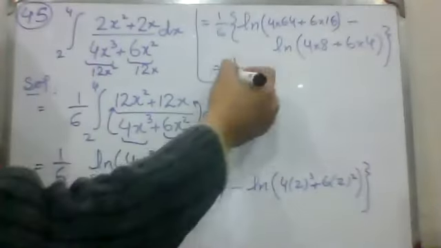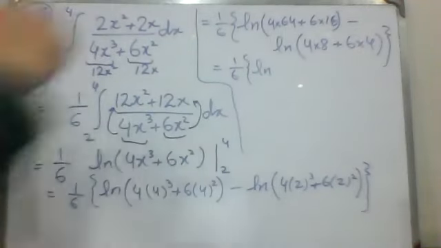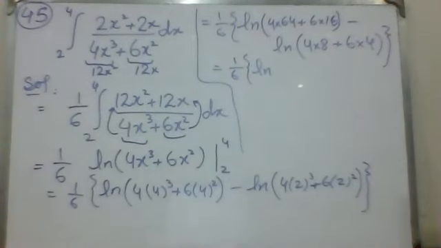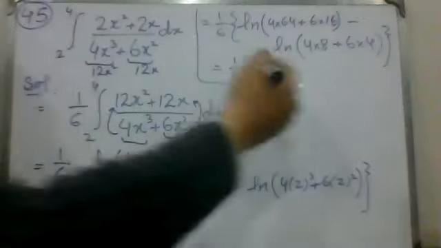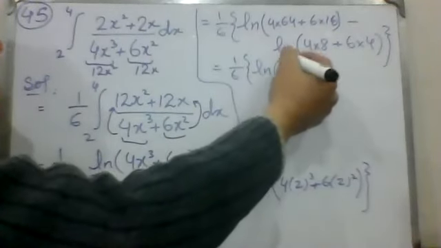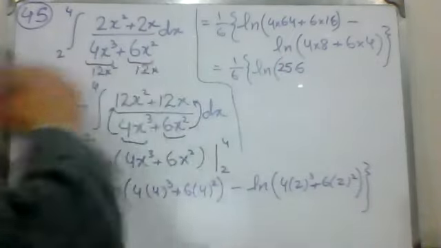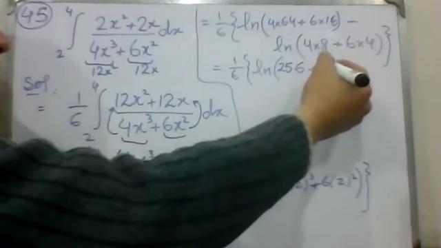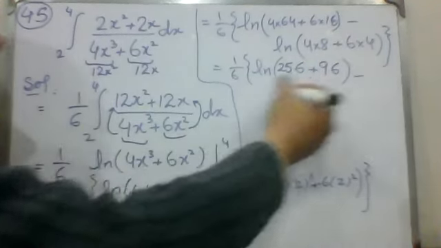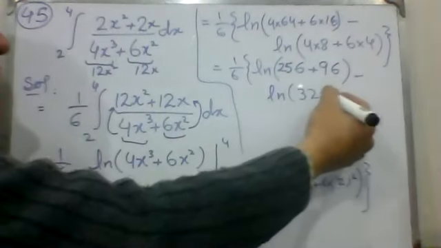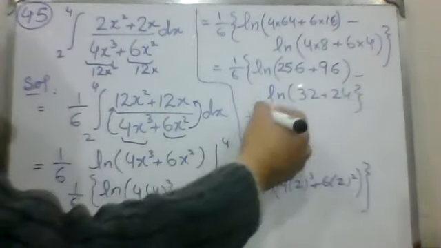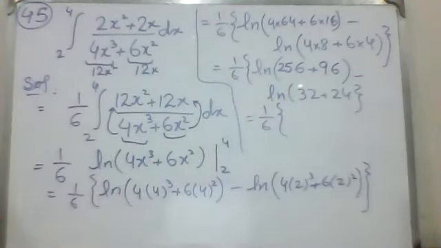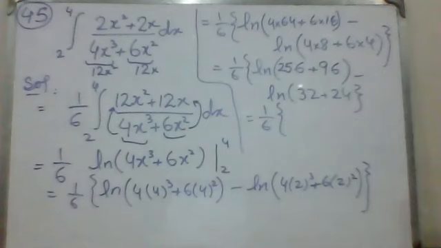1 by 6, बताएं जी, 4 multiplied by 64 is what? जी बताएं, 4 4 are 16, 1 कैरी गया 24 25, so 256 plus 6 6 are 36, 3 कैरी गया 96, that is the first term, minus ln of 32 plus 24, that is the second term. 1 by 6, अदील ऐड करो ना, बताओ कितना आता है? 256 plus 96 is what? 352.